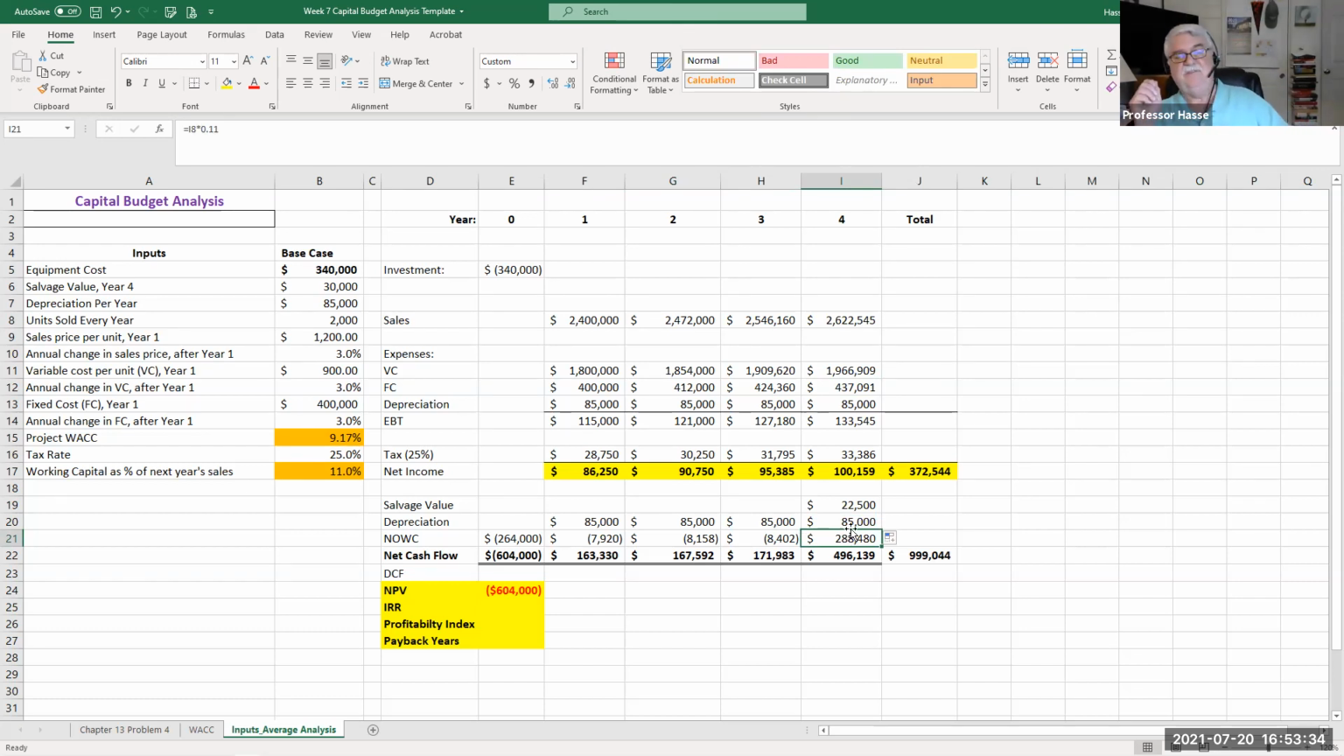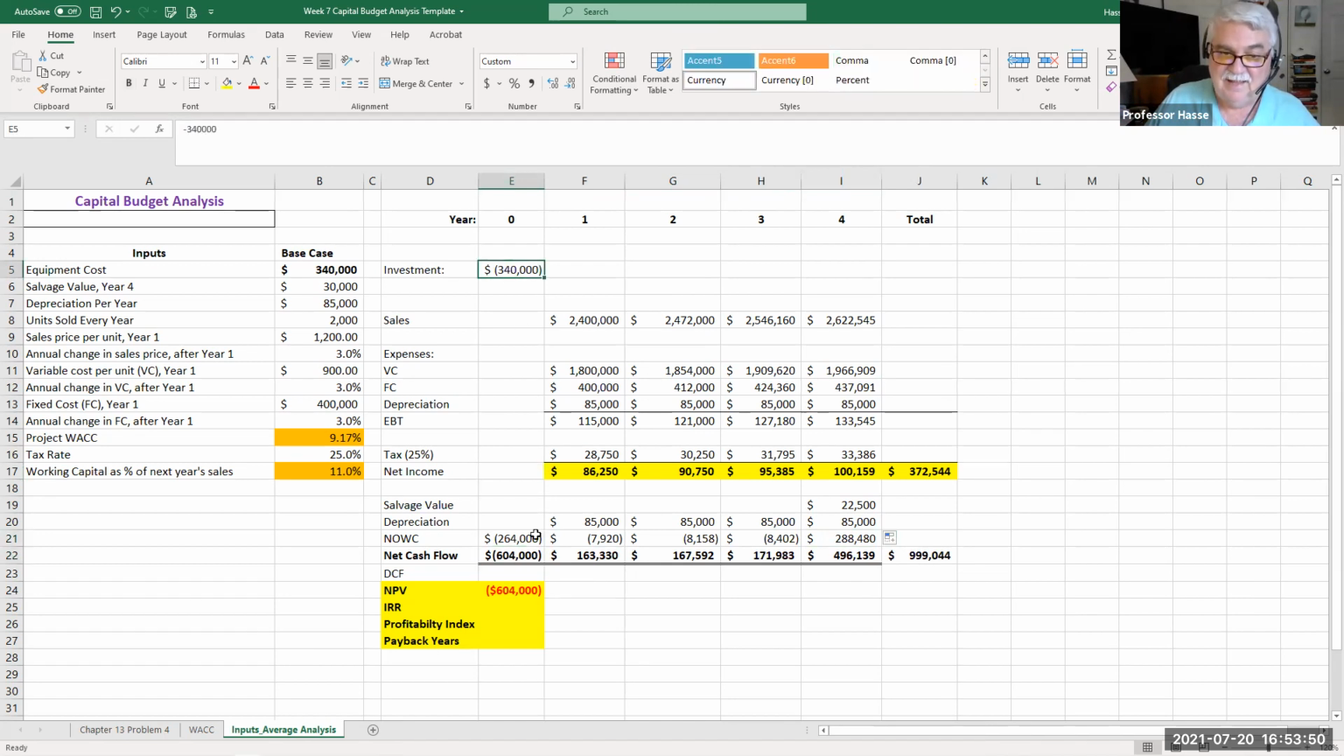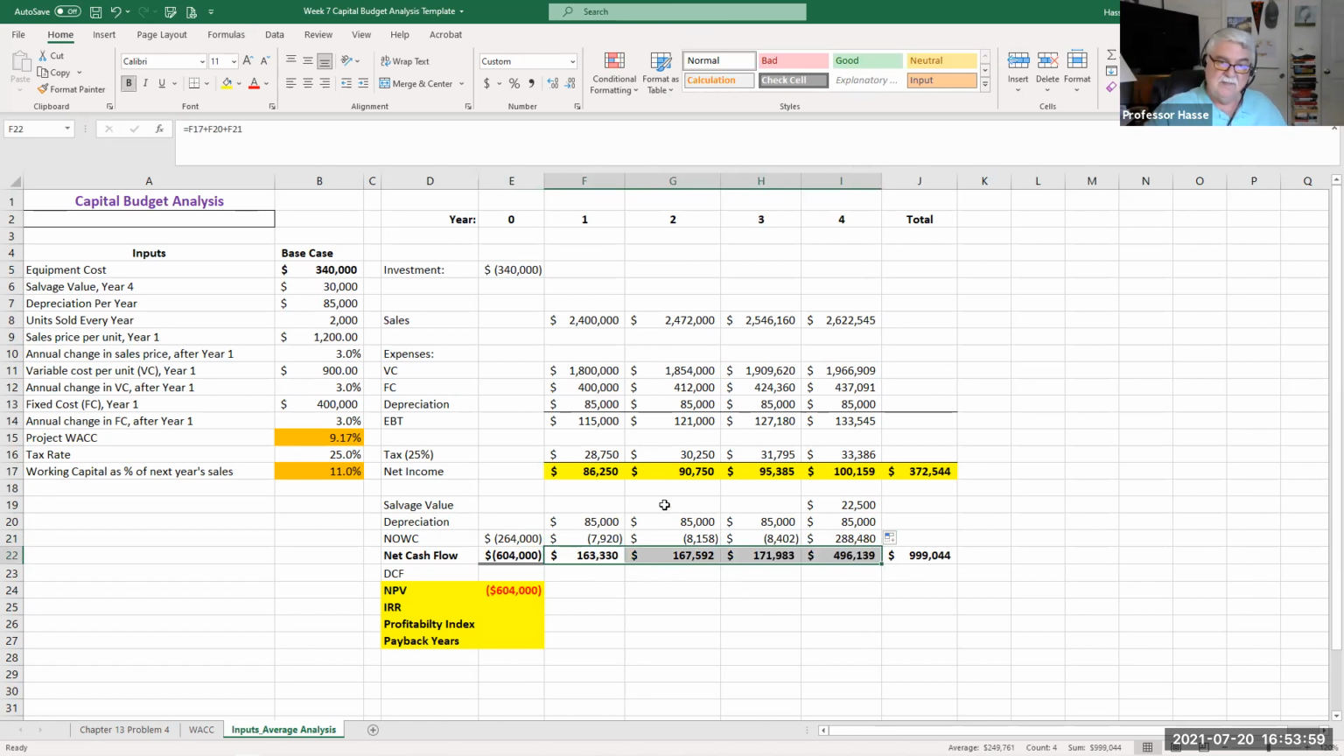Working capital is always a positive cash flow in the final year of a project because the net effect will be 0. So now we have our net cash flow. We're spending $604,000 in year 0 today, the investment in the asset and the working capital needed to get that asset operating. We're generating almost $1 million in project cash flow: net income, plus or minus salvage, depreciation, and working capital.